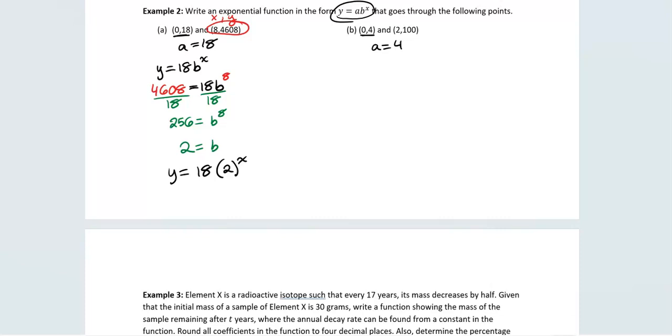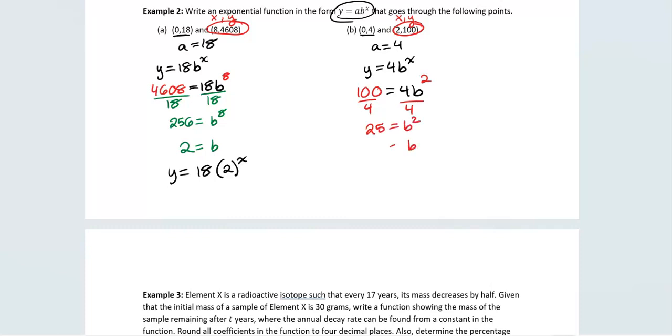Let's do another one. So same thing, a is 4, we know that because that's what we started with, and we know that y then will equal 4 times b to the x power, where we're solving for b. Well, we're going to solve for b by using this point, x comma y. So that means 100 is going to equal 4b to the second power. And that's what we'll have to solve. So let's get rid of this 4 by dividing by 4. 100 divided by 4 is 25. And we're left with b squared.